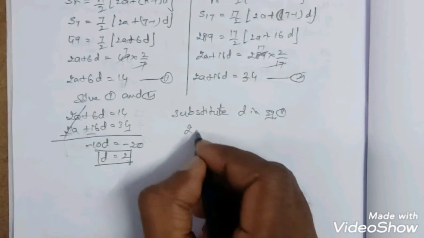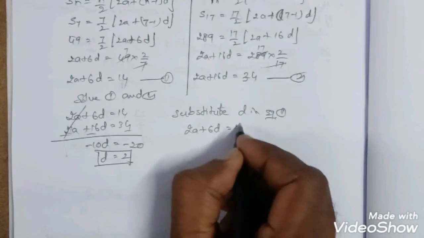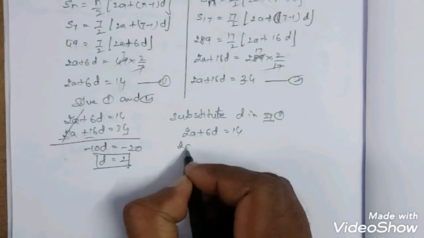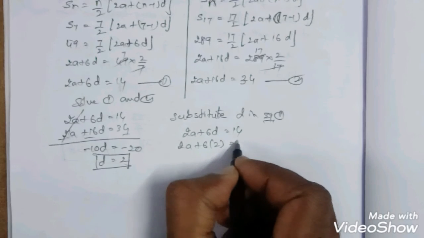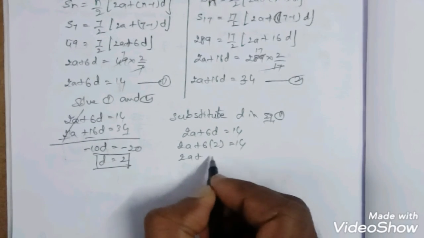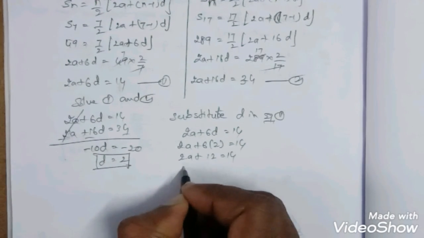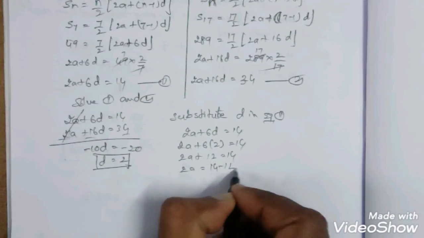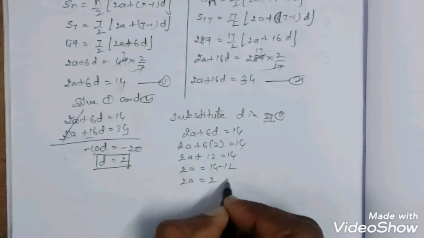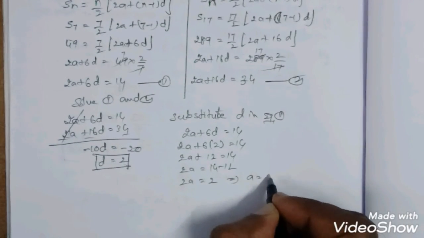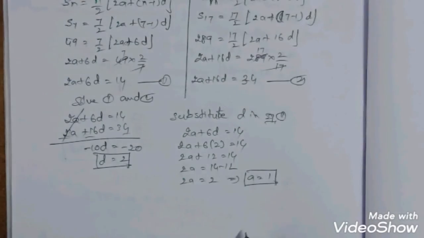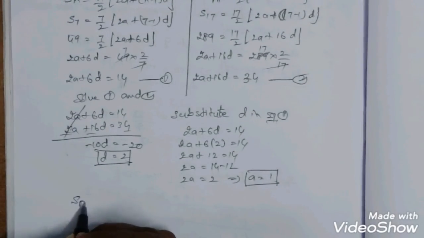So equation number 1 is given as 2a plus 6d is equal to 14. So in the place of d, if you substitute 2, you will get here 2a plus 12 is equal to 14. So 2a is equal to 14 minus 12. So 2a is equal to 2. So the a value is given as 1. So after getting the value of a, then you have to find the sum of n terms, right?